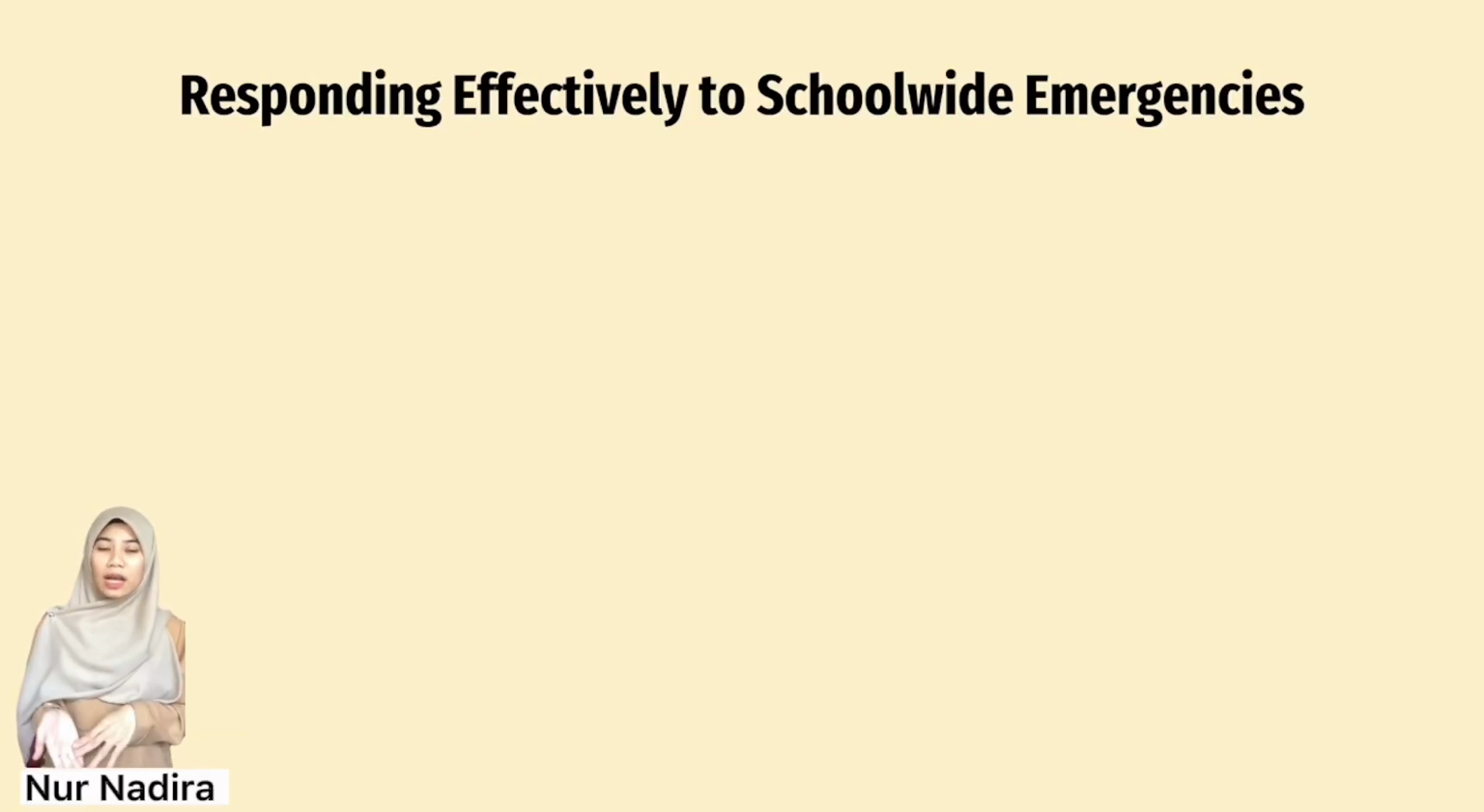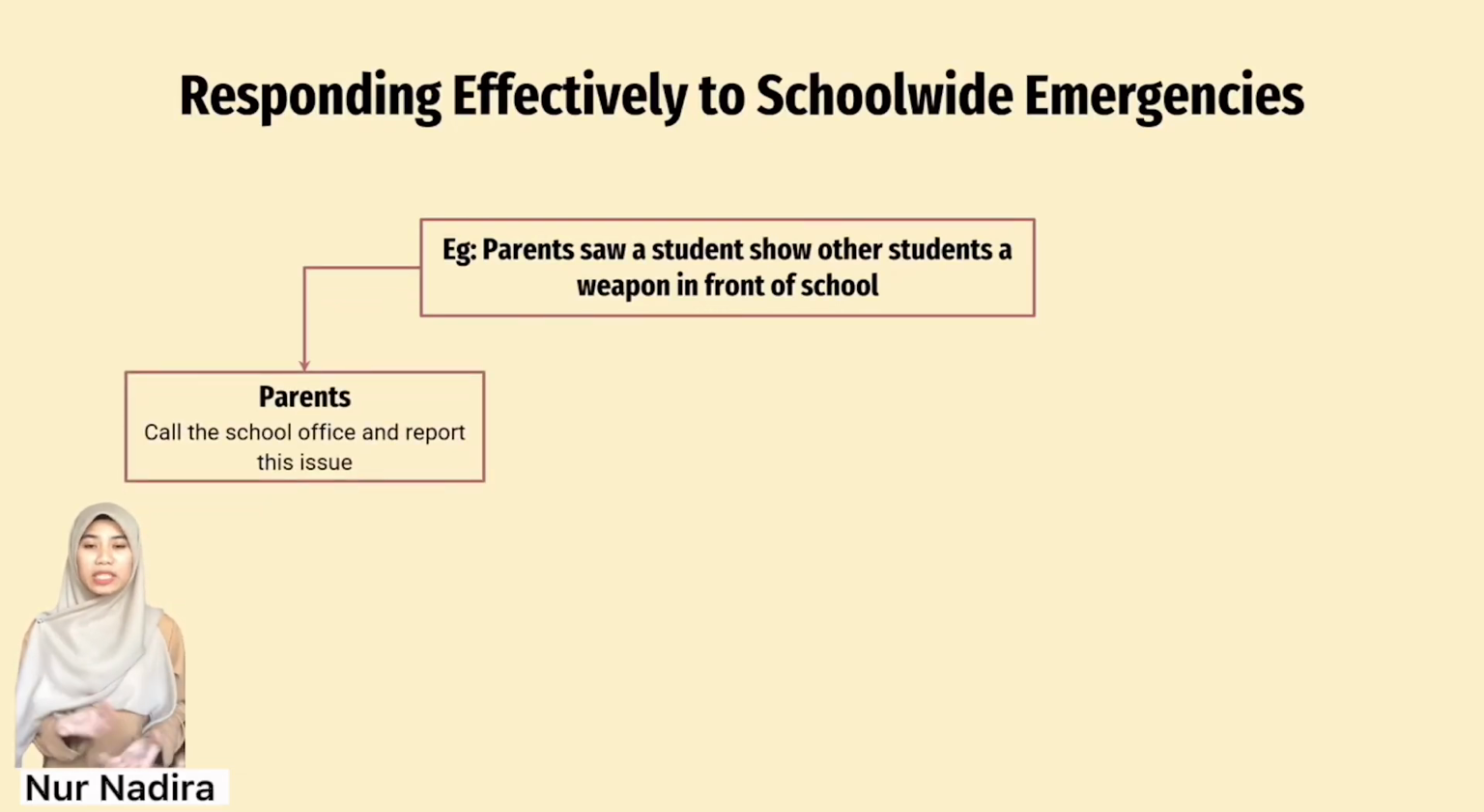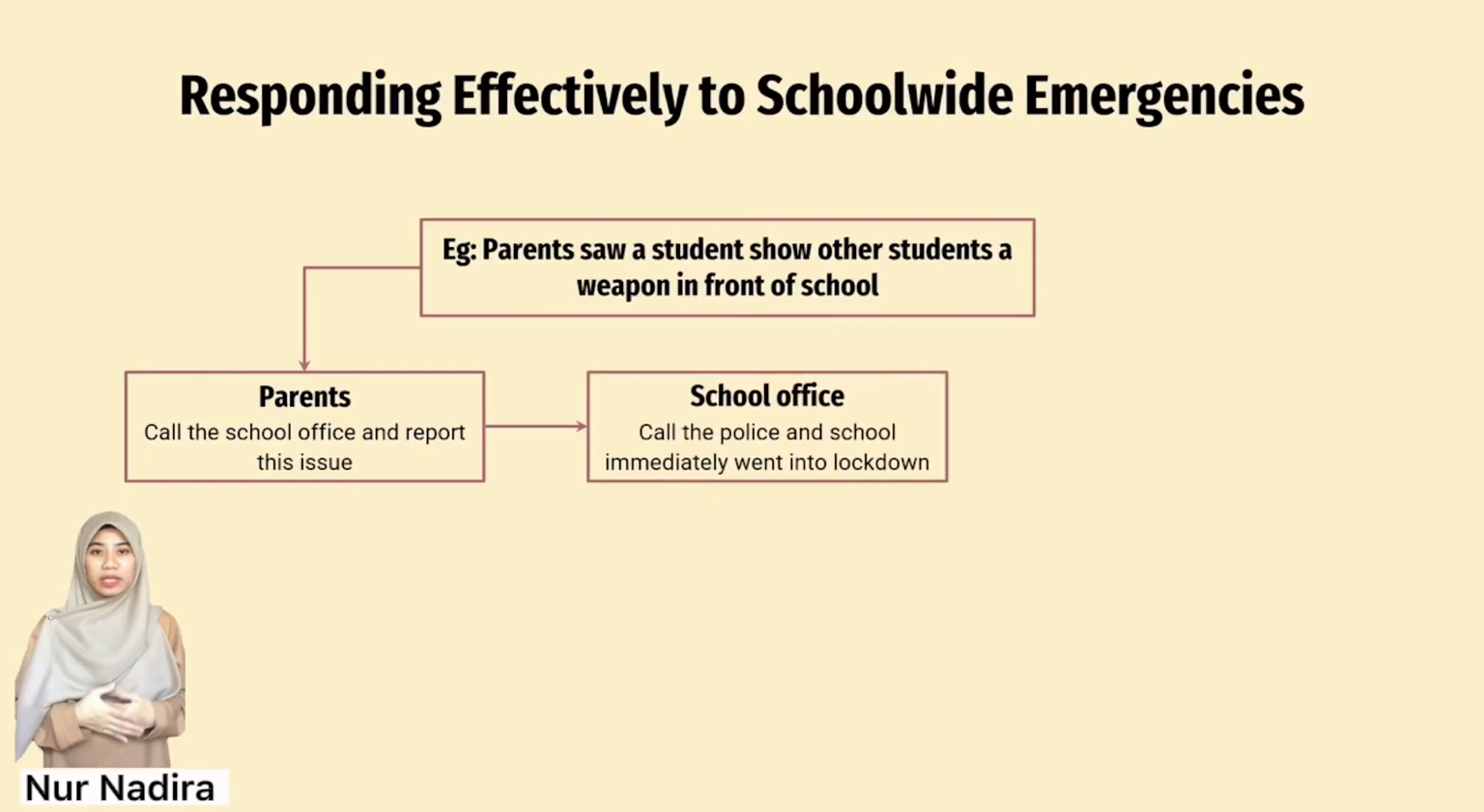For example, a parent saw a student showing another student a weapon in front of the school. What the parent can do is report the incident to the school administration, and then the school administration, aware of the school site safety policy, which states that students are not permitted to bring weapons to school, calls the police, and the school immediately goes into lockdown. The police searched every part of the school.